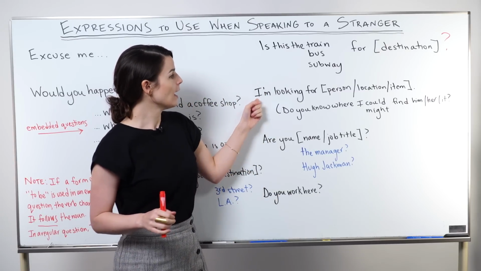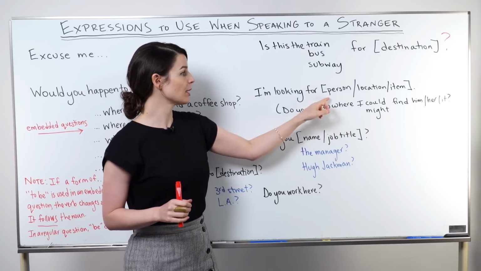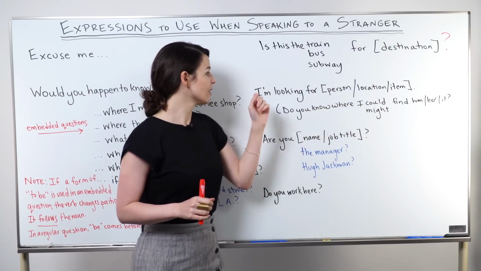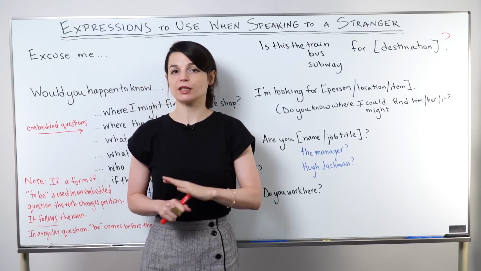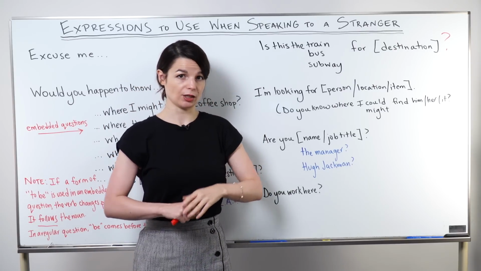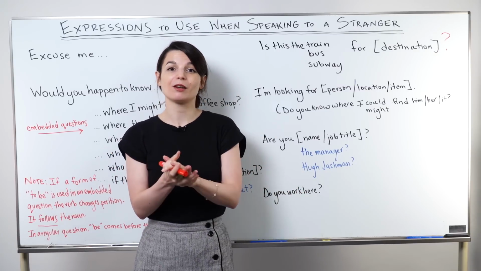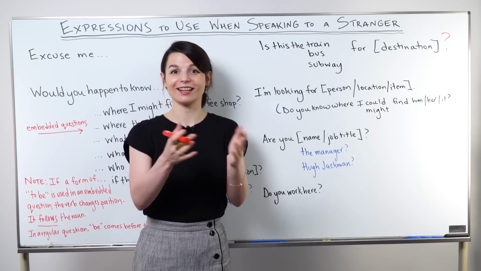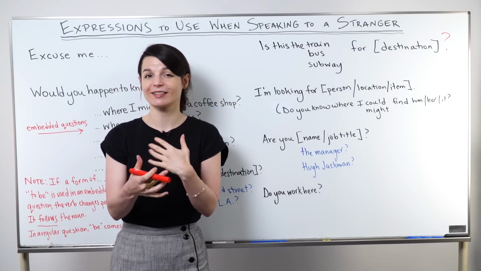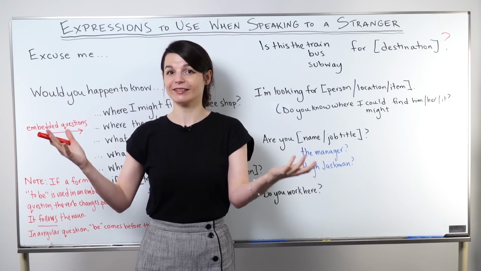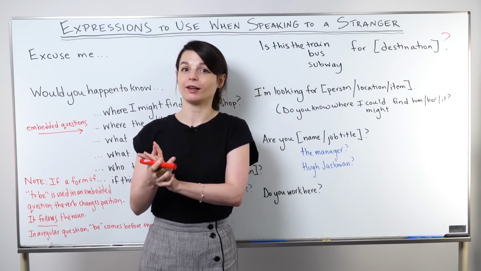Another pattern, I'm looking for person or location or item. This is something that you will probably use in shopping situations. You need to talk to staff somewhere, or perhaps you're just in a really big building, you're visiting a client or you're visiting some other business contact and you need to find another person or you need to find a place, so you ask someone who is working there.